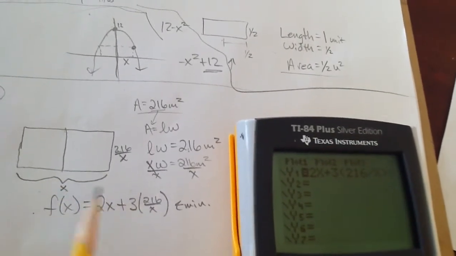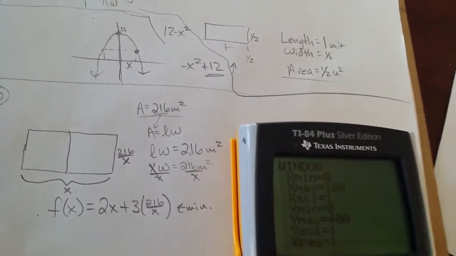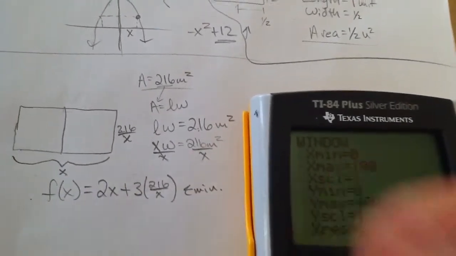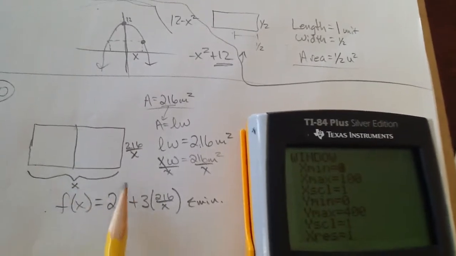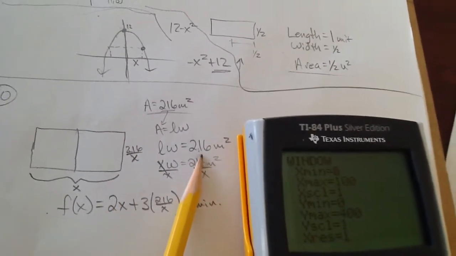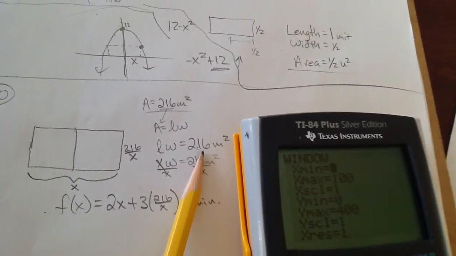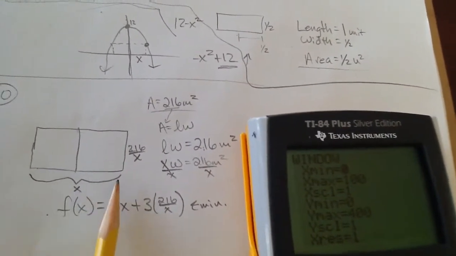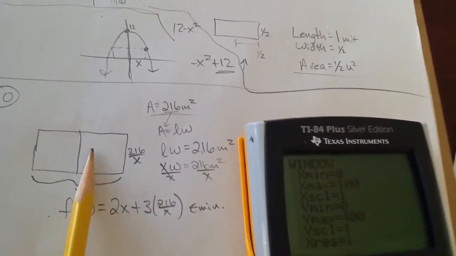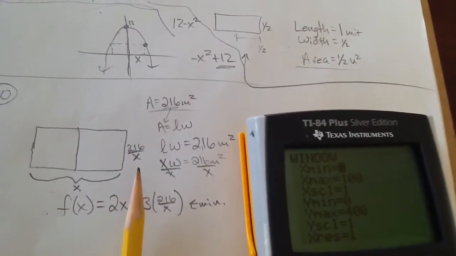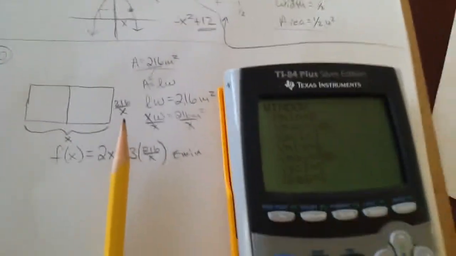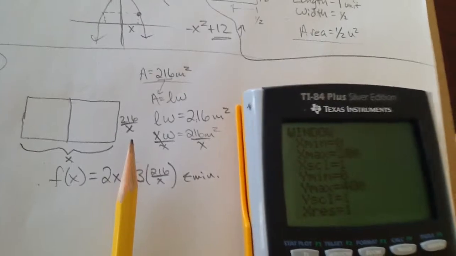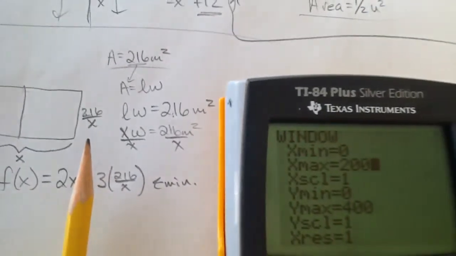So for my window, x, I can't have negatives, right? I can't have a negative side length, so I'll just start at 0. And then the max, what's the longest fence I'm going to have? Well, if my area is 216, I'm pretty sure I'm not going to want to go over 216 meters one way and just have it 1 foot wide. It's probably not going to be my most efficient way of, I don't know, maybe, but I think it would be safe to put 200 there. I don't think we're going to go bigger than that.